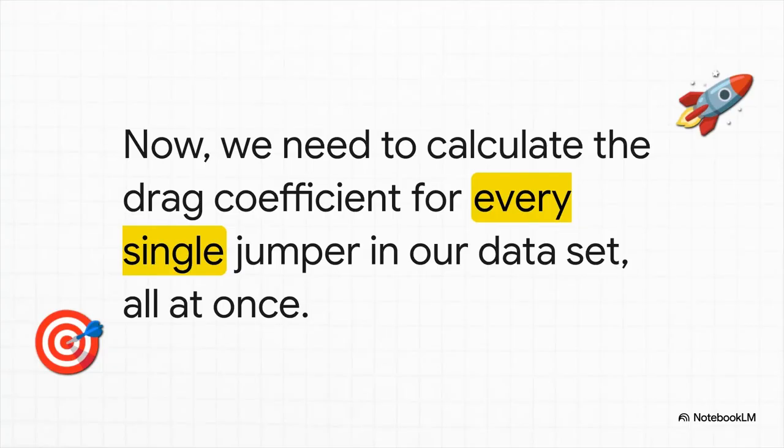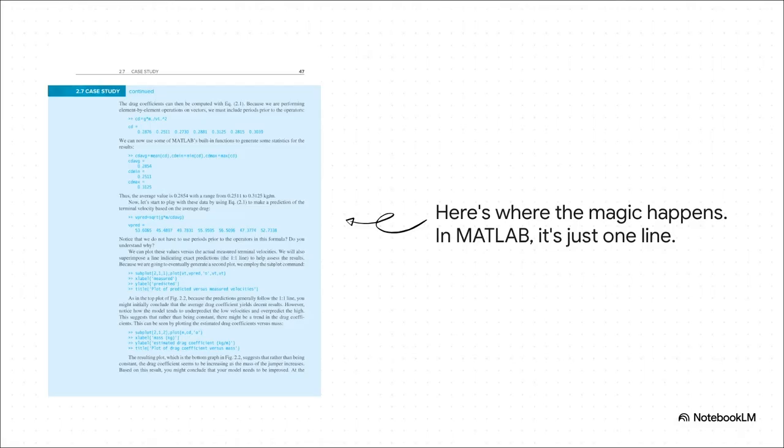So remember the goal, right? We have to solve that drag equation from the beginning, not just for one jumper, but for every single one of them in our data set. And we want to do it all in one go. And this, well, this is where the magic happens.